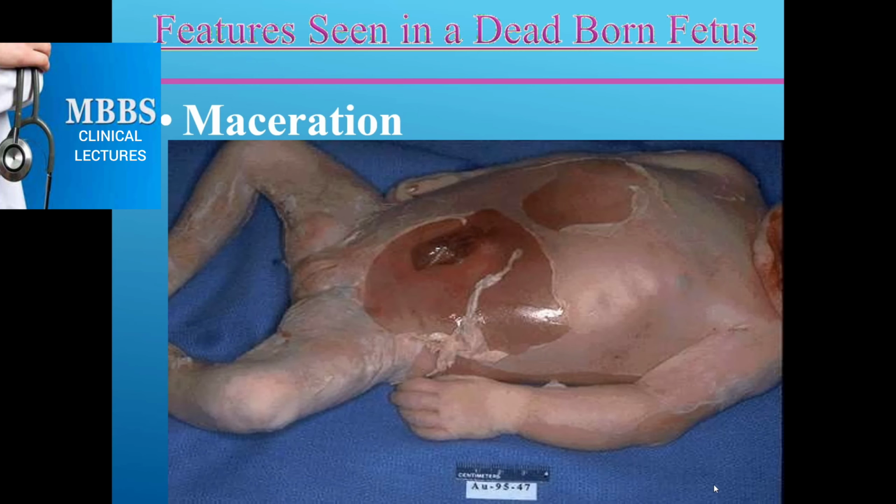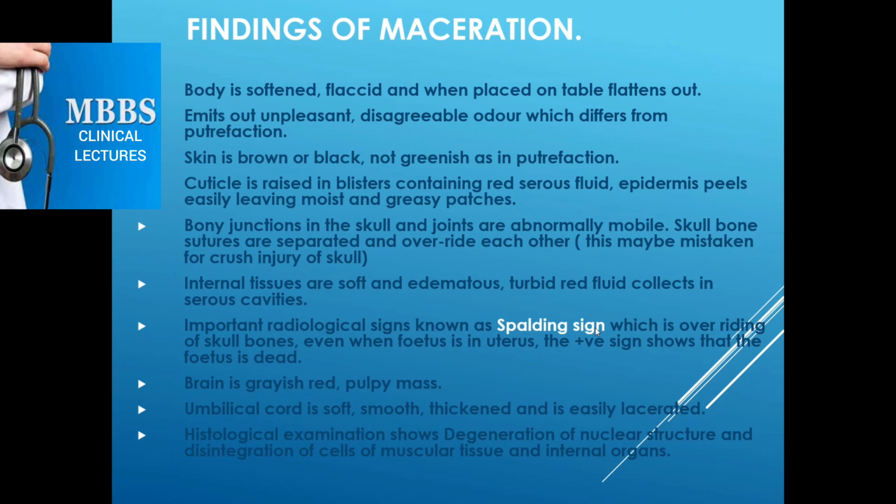This is maceration. One of the signs is the peeling of the epidermis and brown discoloration. What are the findings of maceration? The body is softened, flaccid, and when placed on the table it flattens out. It emits an unpleasant, disagreeable odor which is different from putrefaction. The skin is brown or black and not greenish as in putrefaction. The cuticle is raised in blisters containing red serous fluid. The epidermis peels easily, leaving moist and greasy patches.